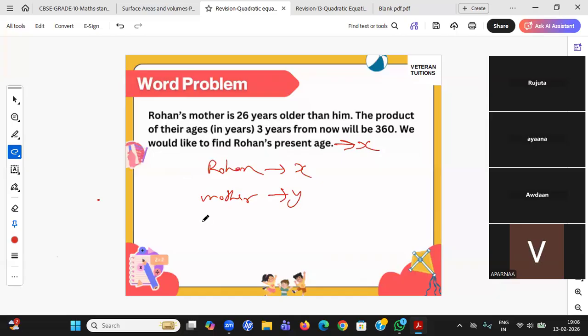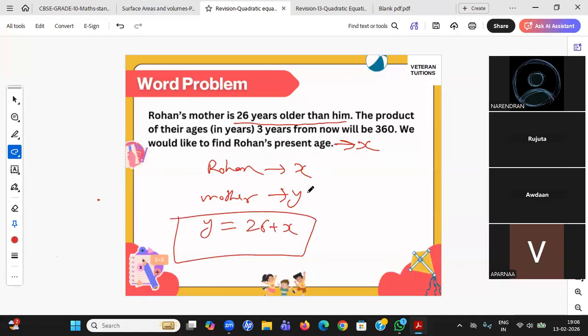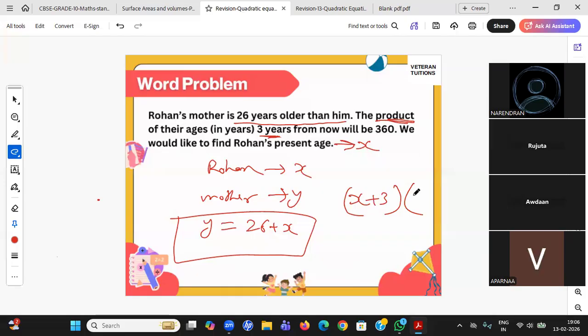Then y equals 26 plus x. The mother is 26 older than him, so 26 plus x. One equation already I got. Then the product of (x plus 3) in brackets and (y plus 3) in brackets equals 360. Very good. Right answer.